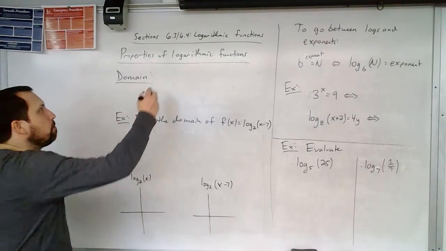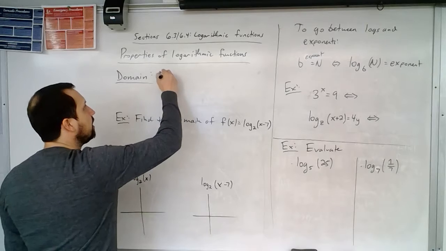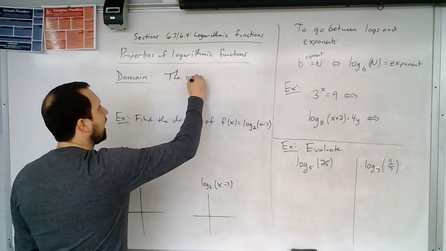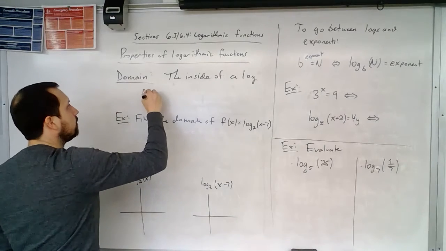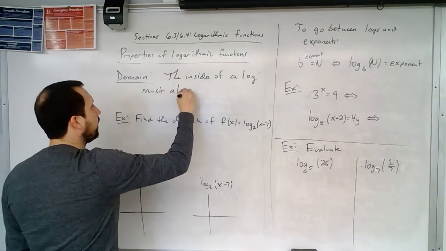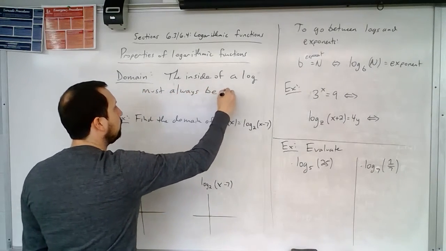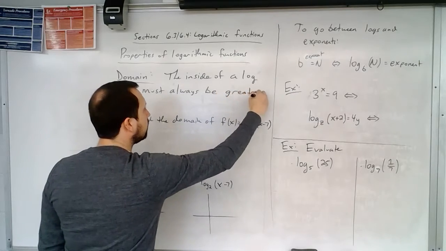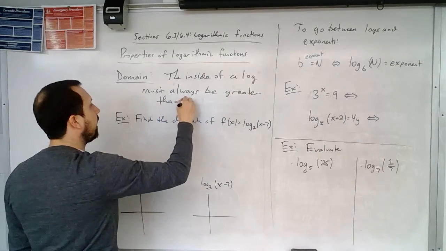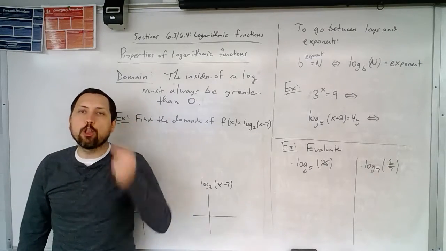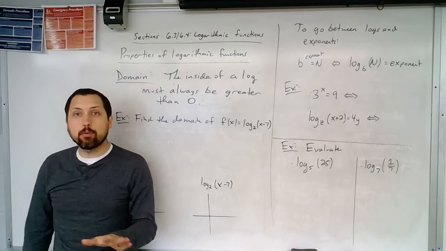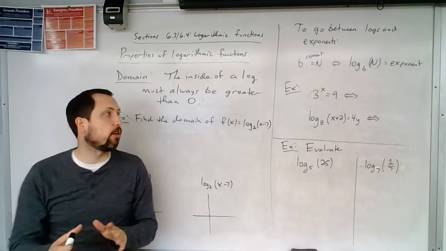So the rule for the domain of the logarithmic function is that the inside of a log must always be greater than 0. Whatever's on the inside of the log must always be larger than 0. It can't equal 0, it has to be larger than 0.